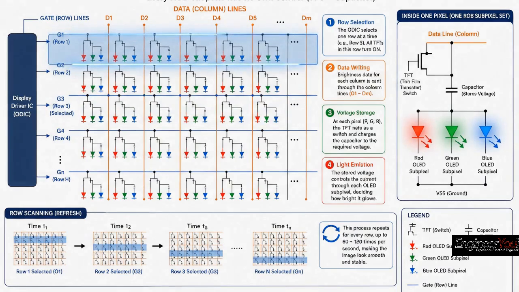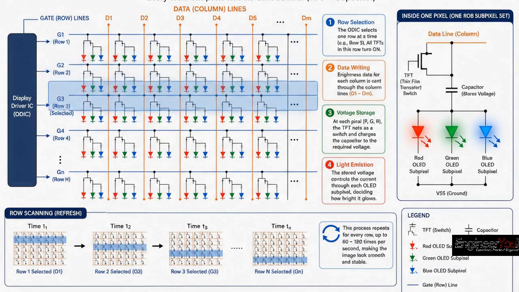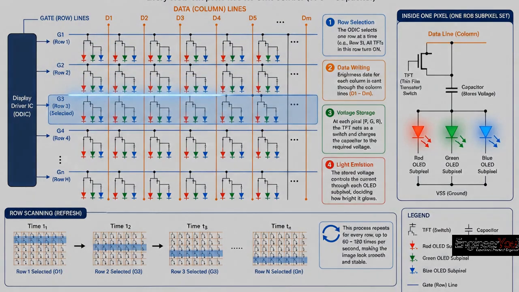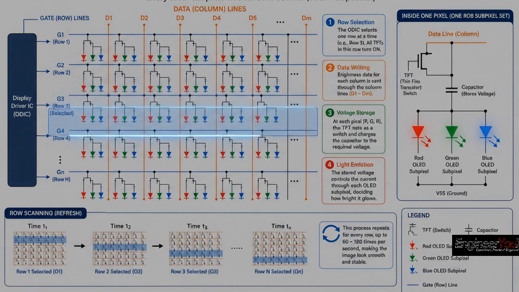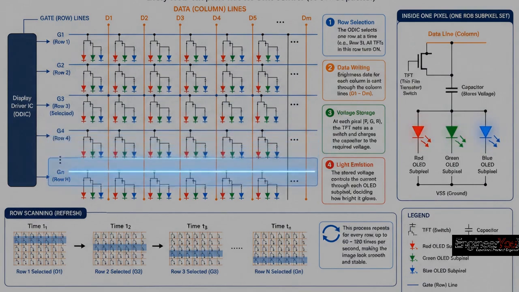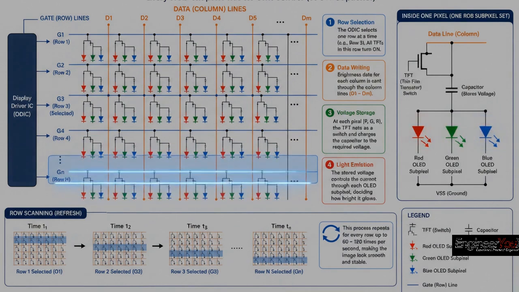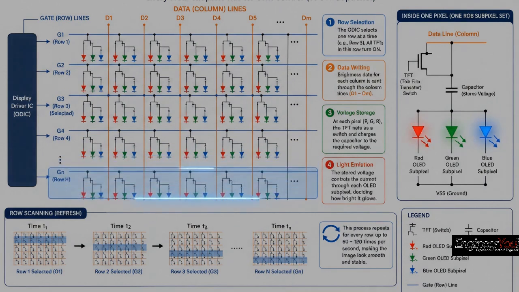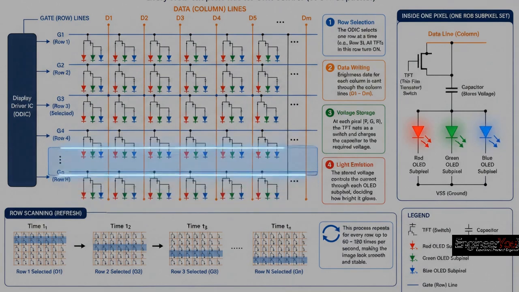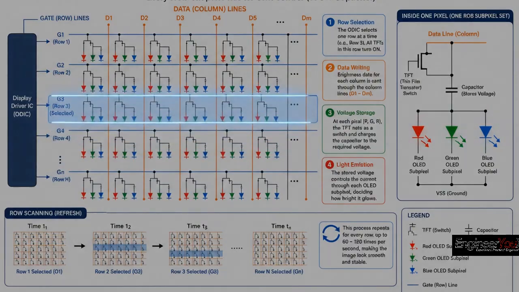The display driver IC refreshes the display one row at a time. While a row is selected, the column lines simultaneously deliver the brightness data for every OLED subpixel in that row. The TFT acts as a switch, allowing the capacitor to store the required voltage. This stored voltage controls the current flowing through each OLED subpixel, allowing every RGB subpixel to be controlled independently.